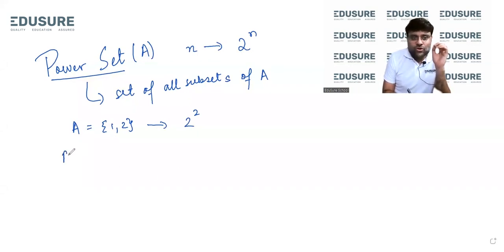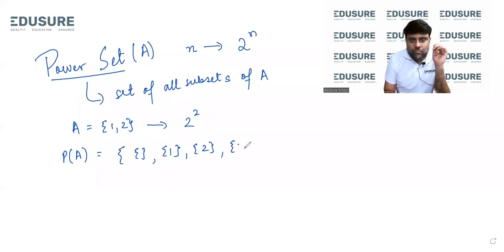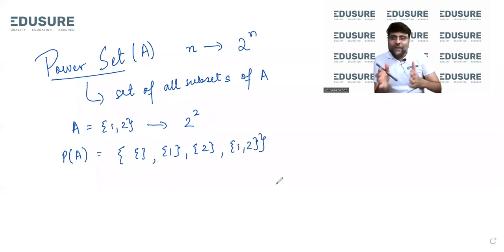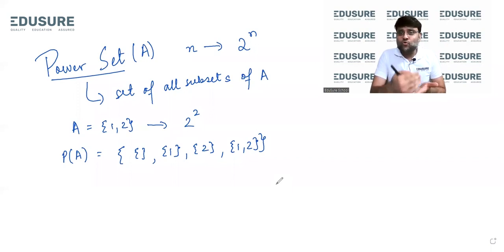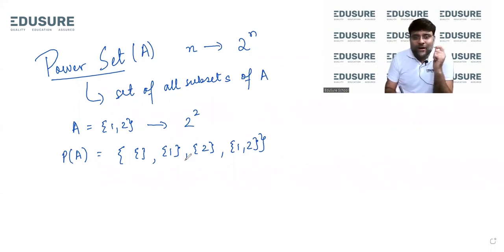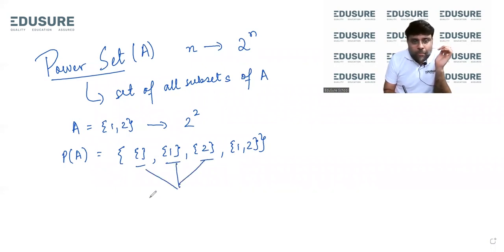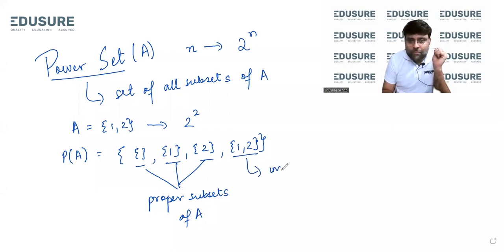Please understand, the power set is usually denoted by P of A, and we write it down in this way: null set, {1}, {2}, {1, 2}. The previous concept that we saw was about the meaning of a subset, a superset, an improper subset, and a proper subset. So here, the null set, {1} and {2}, these three are proper subsets of A. And {1, 2} is an improper subset.